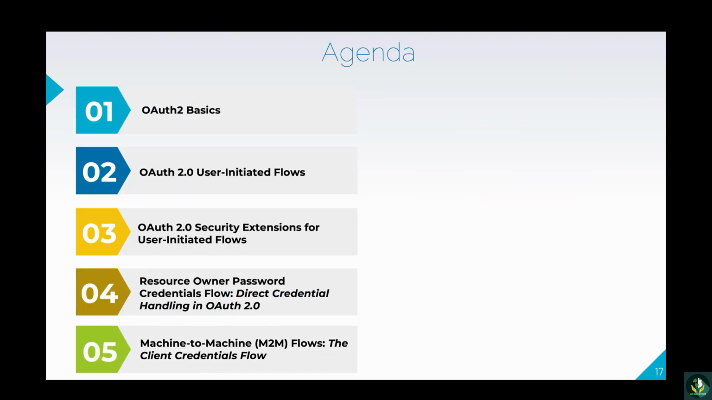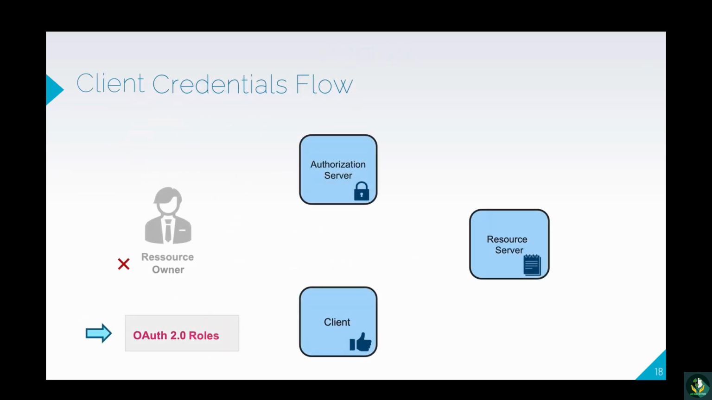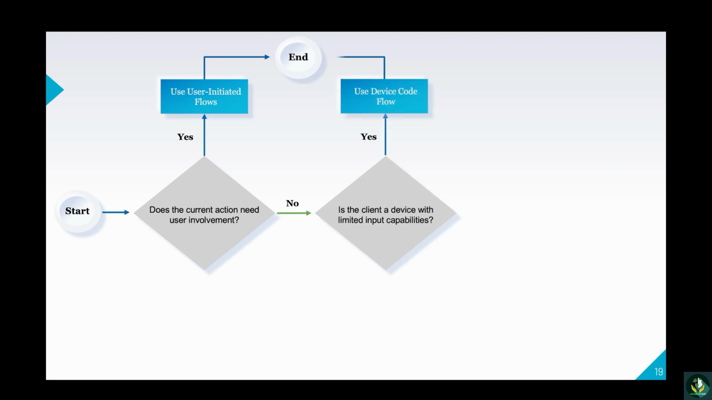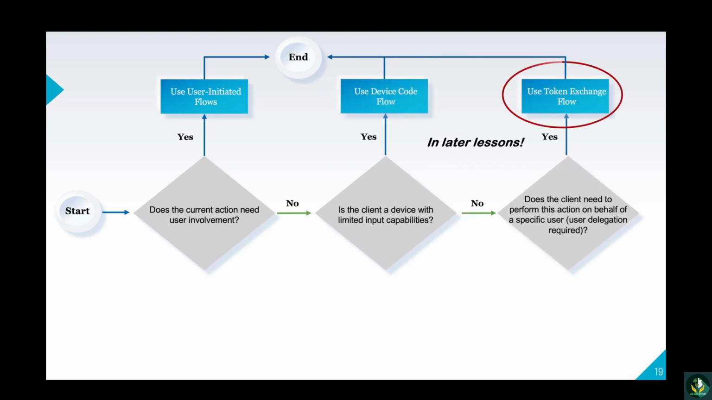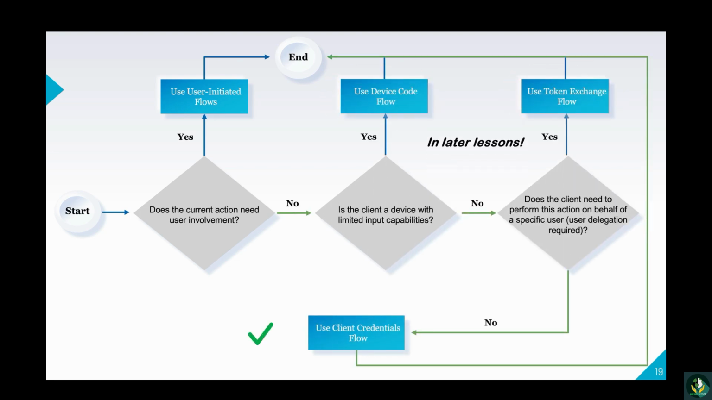Chapter 5, Machine-to-Machine Flows. The Client Credentials Flow. OAuth 2 is not just for user-initiated interactions, it's also for machine-to-machine communication. If you are working on backend services, enterprise applications, or automated jobs, this chapter will show you how to implement the Client Credentials Flow and when to use it. At the end of this chapter, we will explore practical use cases and provide a decision tree to guide you in determining when to use this flow or consider alternatives.